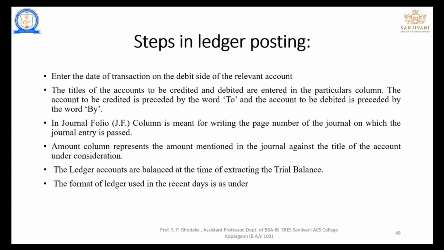The journal folio, that is the JF column, is meant for writing the page number of the journal on which the journal entry is passed. The amount column represents the amount mentioned in the journal against the title of the account under consideration. The ledger accounts are balanced at the time of extracting the trial balance. The format of ledger used in recent days is as under.